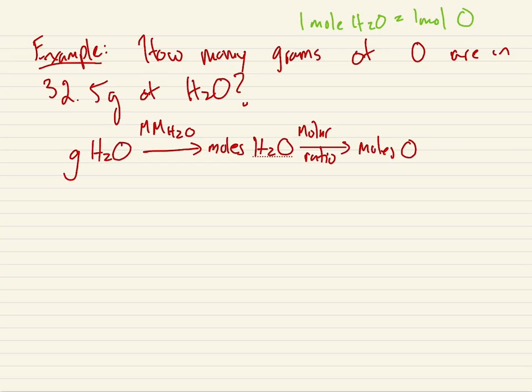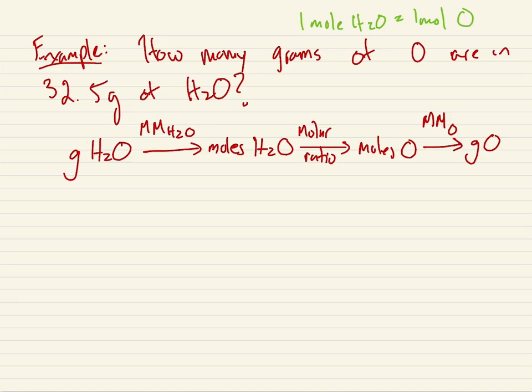And then after we have the moles of oxygen, what's the final step? Convert to grams of oxygen. And how do you get the grams of oxygen? What do you use there? The molar mass of oxygen, right? So the distinction here is that when we go between moles of oxygen and grams of oxygen, we have to use the molar mass of oxygen, not the molar mass of water. This first step, we use the molar mass of water because we're going between grams of water and moles of water.